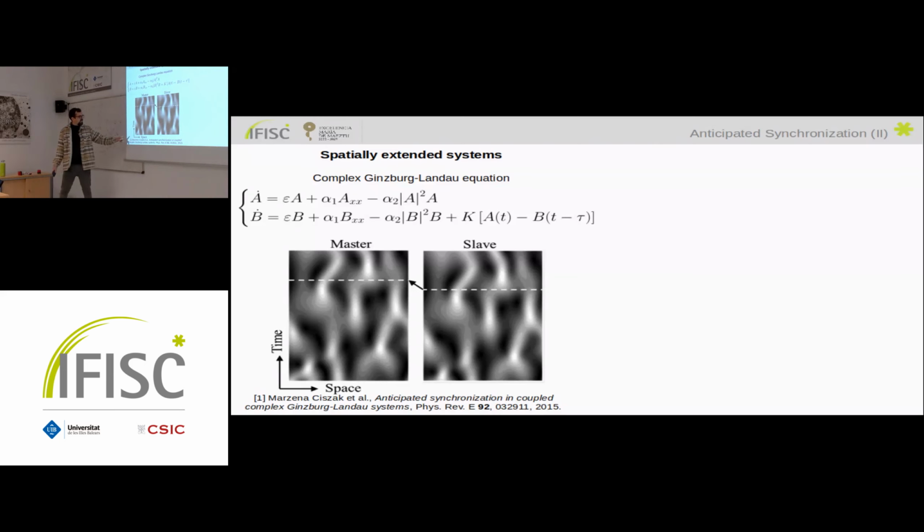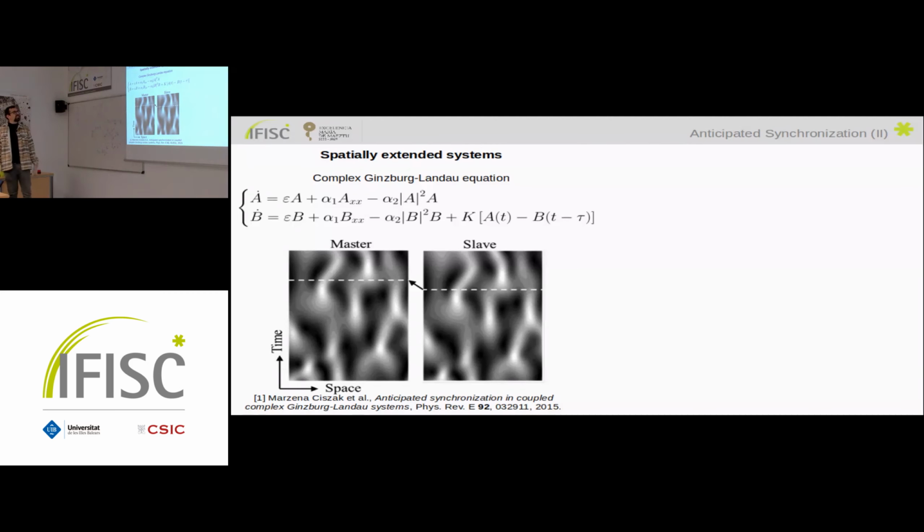And you can see here in this plot, in which in this axis you have the space coordinate, and in this axis you have the time. And you can see that indeed this second system, the system B, is able to anticipate what is going to happen in our original system, even for spatially extended systems.